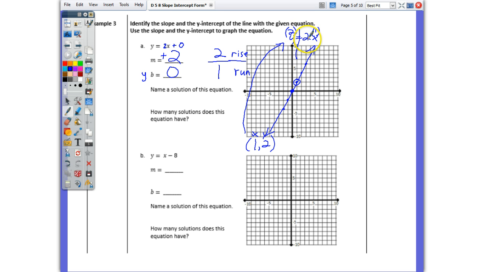Does 2 equal 2 times 1? Yes, it does. So any point that you pick on here, let's do negative 1 and negative 2. If I put negative 2 in for my y, does negative 2 equal 2 times a negative 1?